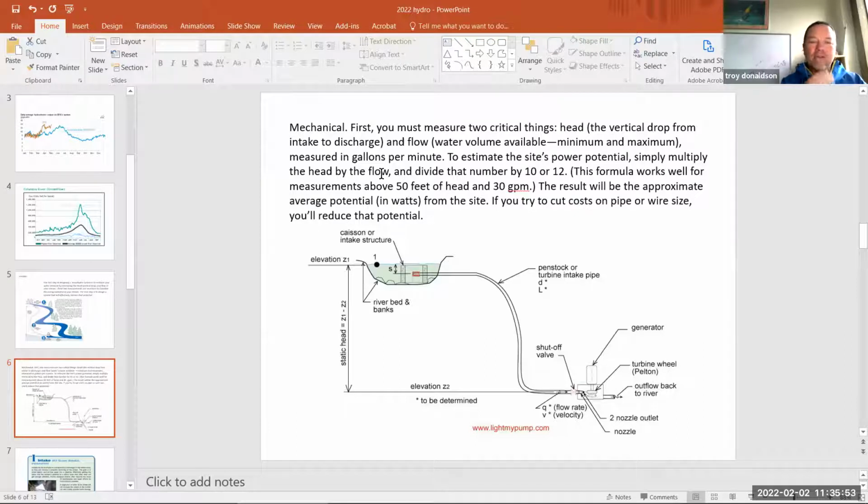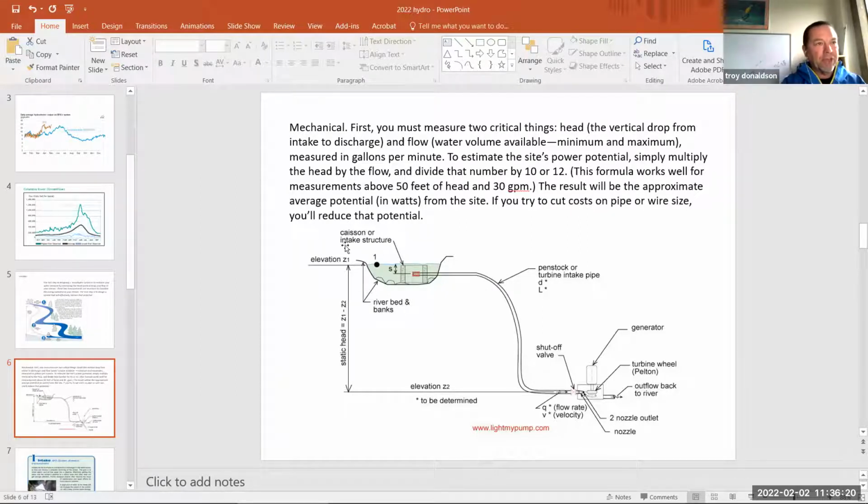It works well for larger flow rates, like 30 gallons per minute, which is not huge, but it can be pretty big, and heads larger than 50 feet. If you have that, this can give you an idea of what kind of energy you could possibly get out of this system. So let's talk through the system.